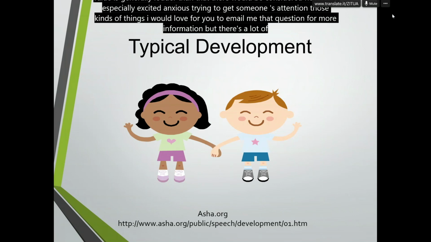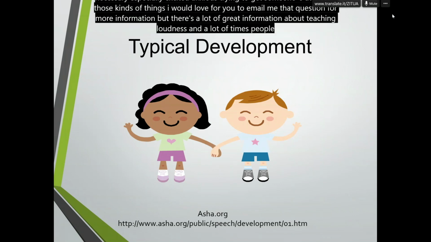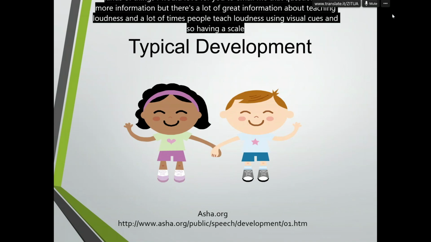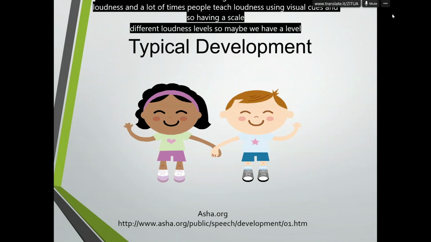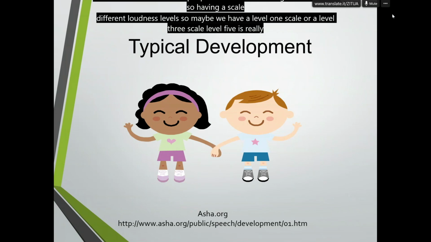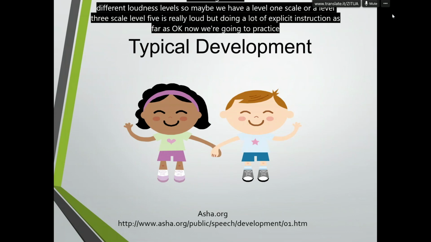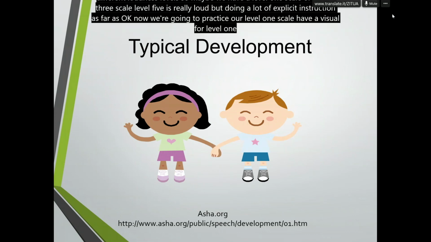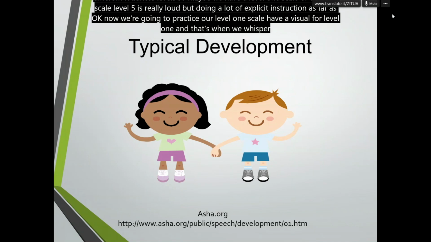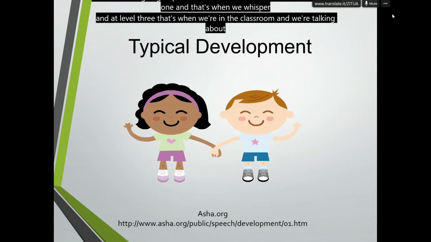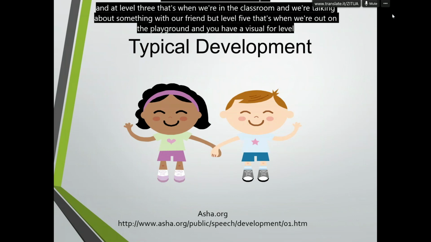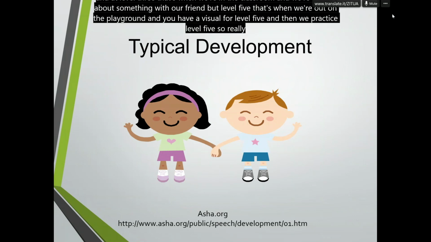about teaching loudness, and a lot of times people teach loudness using visual cues. So having a scale of different loudness levels, so maybe we have a level 1 scale or a level 3 scale, and level 5 is really loud, but doing a lot of explicit instruction. Okay, now we're going to practice our level 1. Have a visual for level 1, and that's when we whisper. And then level 3, that's when we're in the classroom and we're talking about something with our friend. But level 5, that's when we're out on the playground, and you have a visual for level 5, and then we practice level 5.